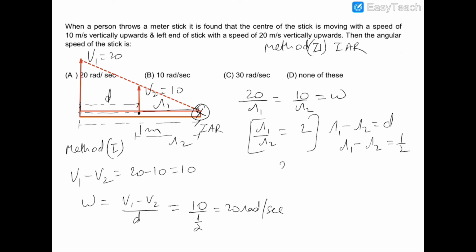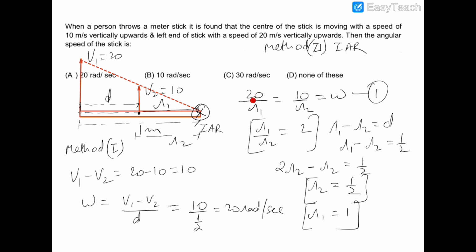So 2R2 minus R2 is equal to half. So R2 is equal to 1 by 2, and R1 is equal to 1. This signifies that R1 is 1, and hence this IAR would be at the end of this rod, at the right end. So this is R1 and this is R2. Now the omega can be calculated by this equation. Omega will be 20 by R1, which is 20 by 1, which is 2. So the correct answer would be option A.